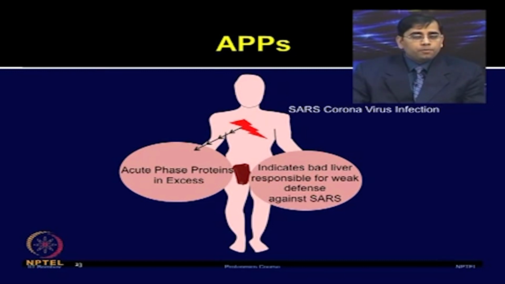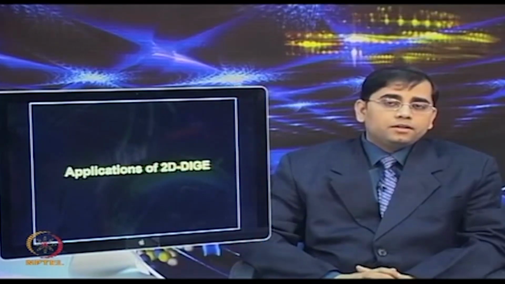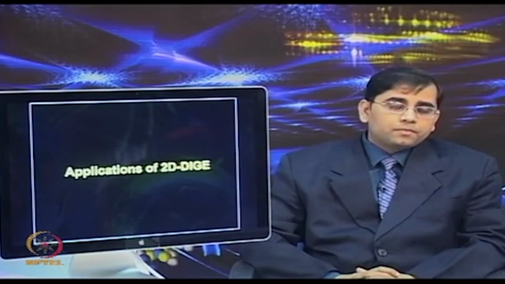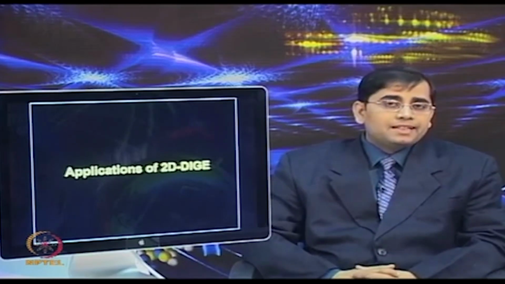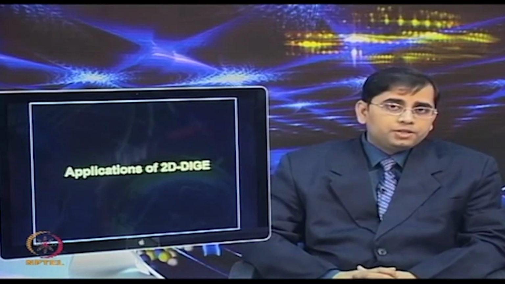So, some of this information the authors were able to obtain because of the proteomic analysis of these plasma samples obtained from SARS patients. We have now discussed 2 case studies, one on the action of 2 different drugs on the malaria parasite, and the other on the plasma proteome alteration due to SARS infection.